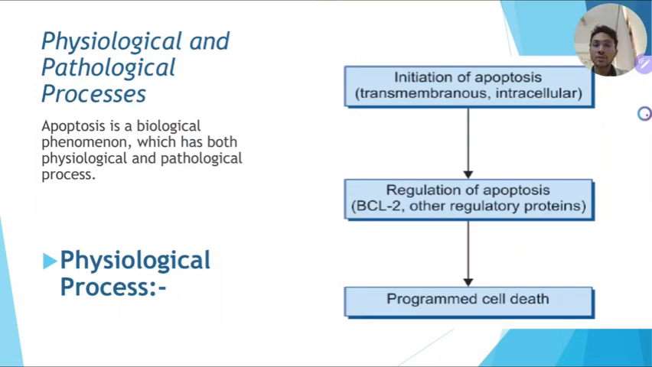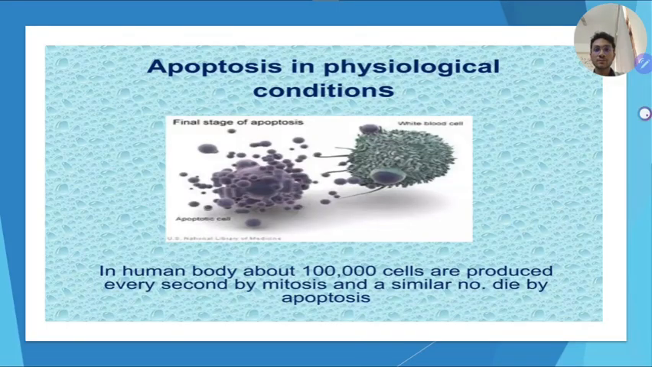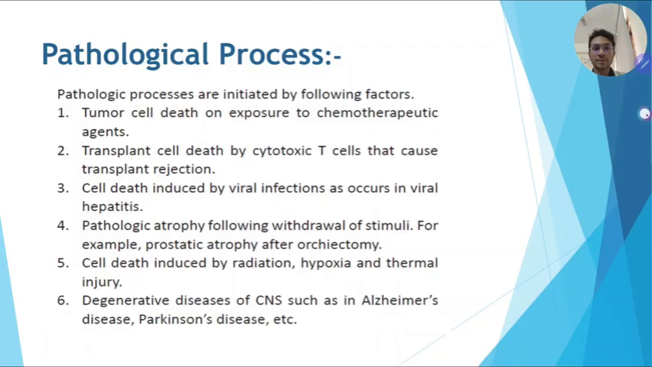The physiological and pathological processes behind apoptosis. Apoptosis is a biological phenomenon which includes both physiological and pathological processes. We will firstly discuss the physiological process behind apoptosis. In the physiological process, there will be firstly the initiation of apoptosis, which will be transmembranous or intracellular. The regulation of apoptosis will be there by BCL2 and other regulatory proteins, and the programmed cell death, that is apoptosis, will take place. Apoptosis is a physiological condition. In the human body, about 1 lakh cells, which is a very huge number, are produced every second by mitosis, and a similar number will die by apoptosis.